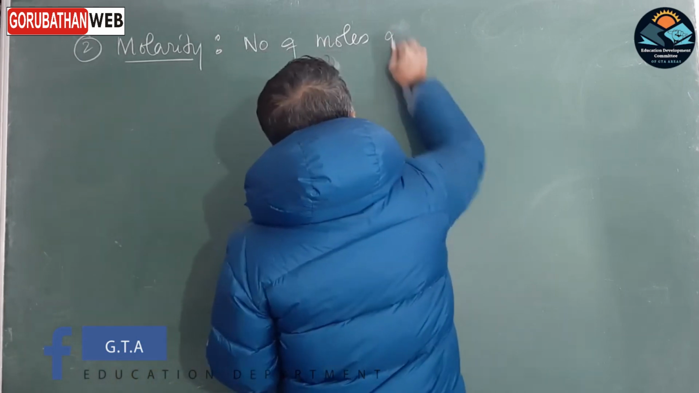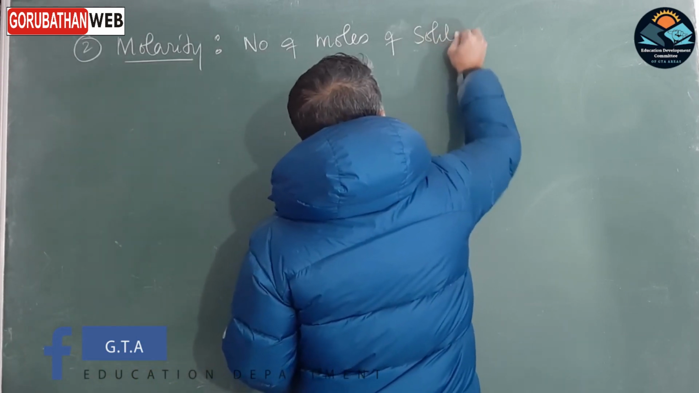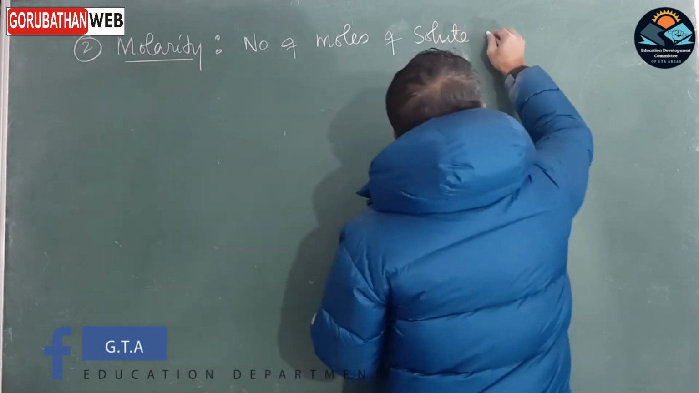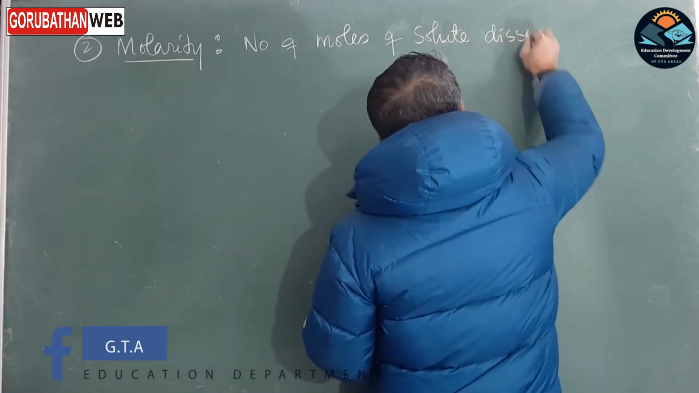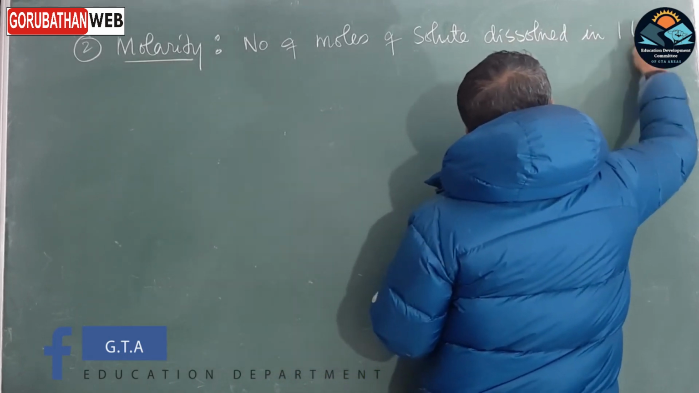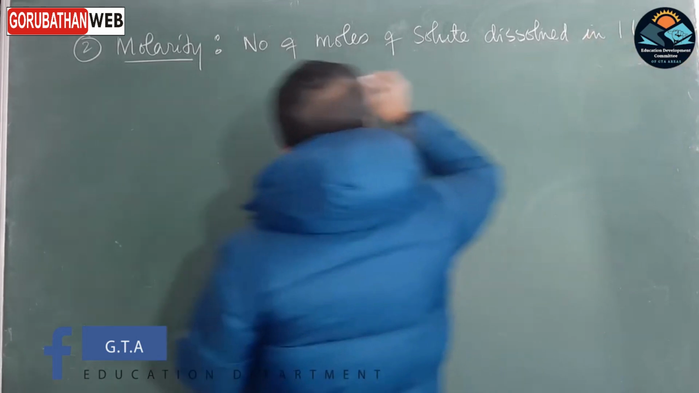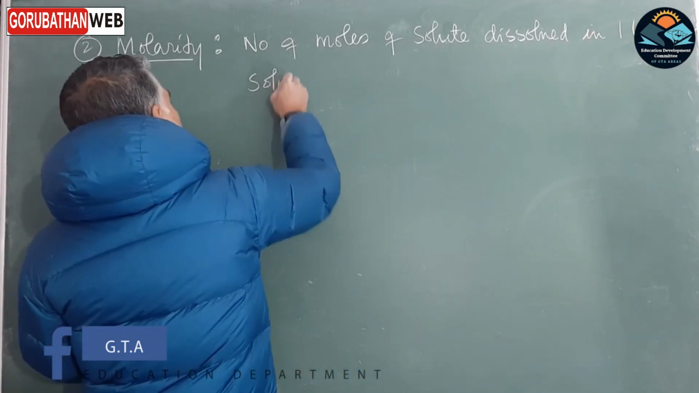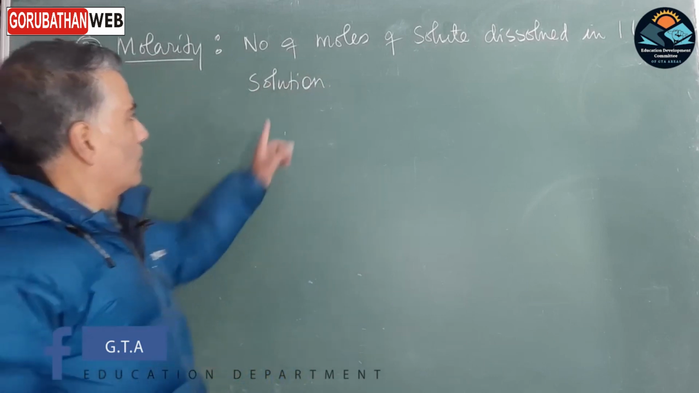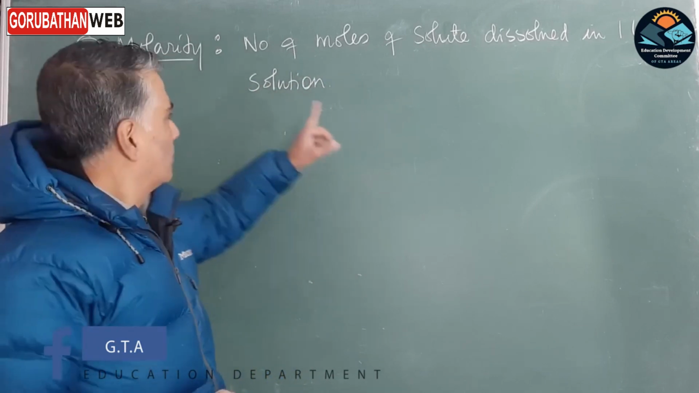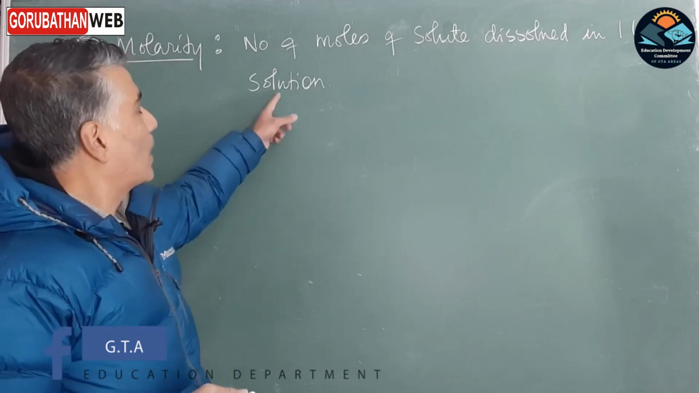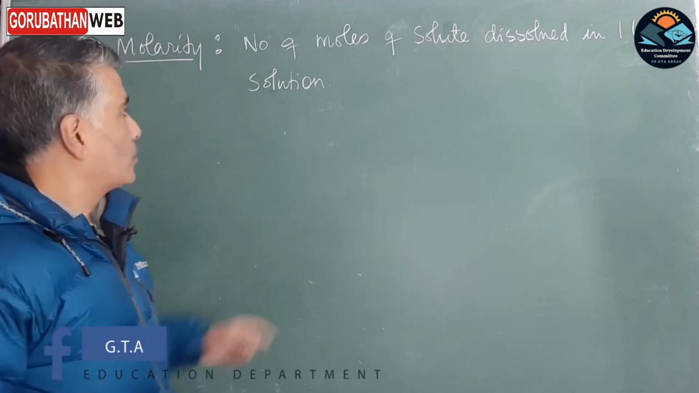So number of moles of solute dissolved in 1 liter solution. Remember, it's not solvent, it's 1 liter solution. 1 liter solution means what? Means this 1 liter will have both solute and solvent together. It's not 1 liter solvent, it's 1 liter solution.